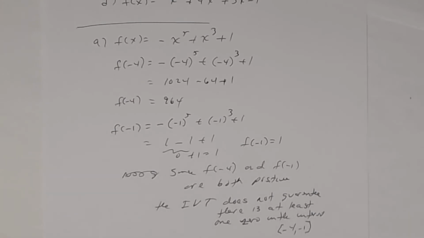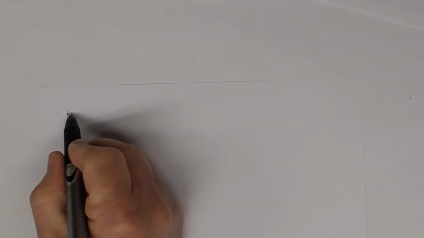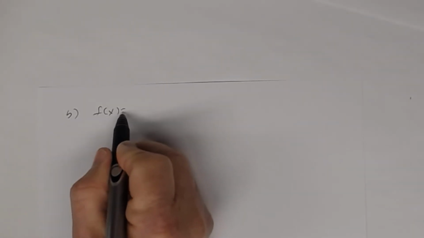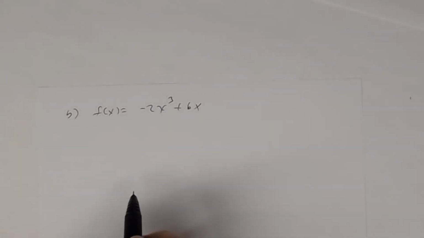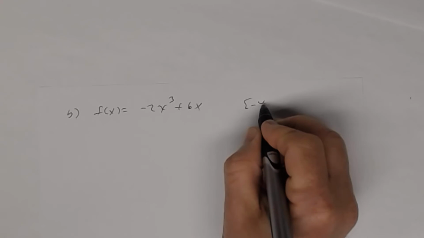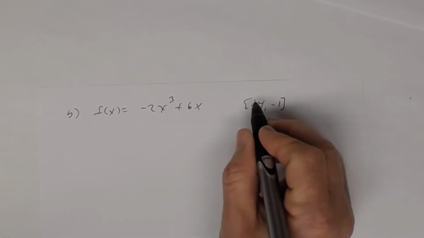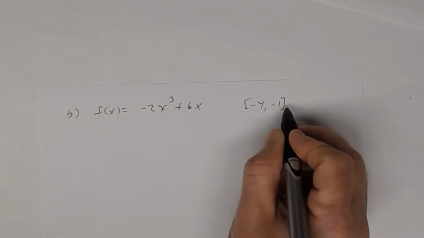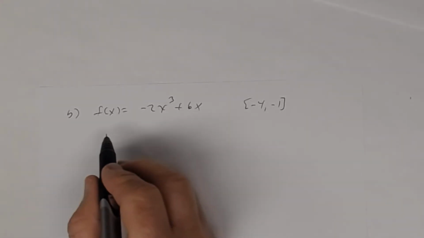All right, so that's letter A. Now let's do B. Let's see what happens when we do B. Our function is f of x equals negative 2x cubed plus 6x. And remember, the interval is negative 4 to negative 1. It doesn't matter whether they're brackets or parentheses. Sometimes textbooks use brackets for the interval, sometimes parentheses. Does not matter.